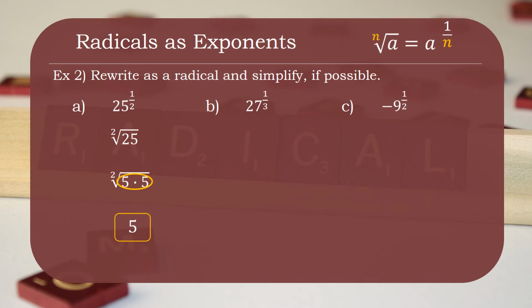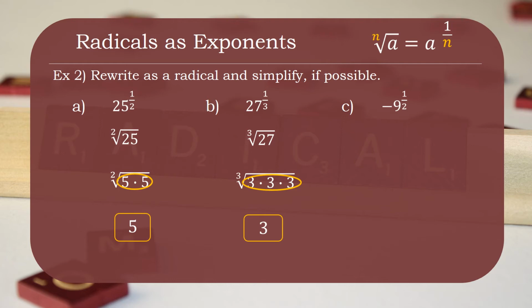For b, we have 27 raised to the power of 1/3. Notice 27 will now become your radicand, and the 3 in the denominator will now become your index. So we rewrite it as the cubed root of 27. Again, because we're asked to simplify, we need to expand the 27 by doing the factor tree. And you should find the cube root of 3 times 3 times 3. According to the index, we need 3 of the same thing to complete a set, and we do have a set. So we pull out 3's, and your final answer will be a 3.